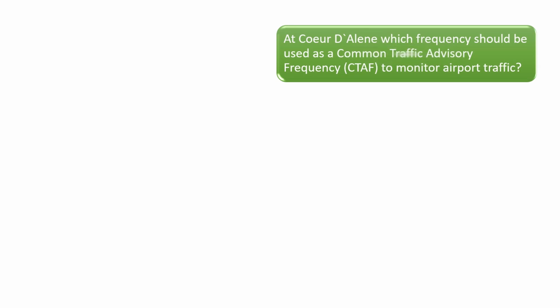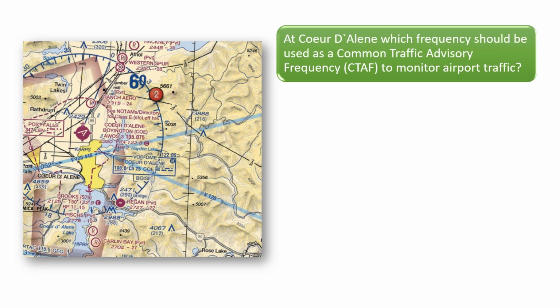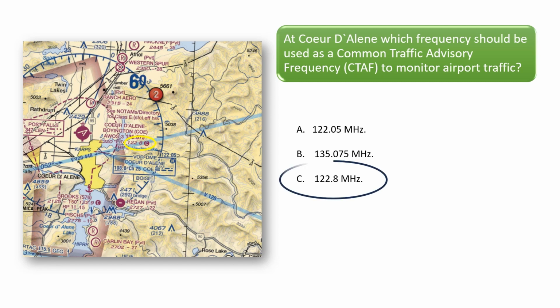Refer to the figure on the left. At Coeur D'Alene Airport, which frequency should be used as a Common Traffic Advisory Frequency, CTAF, to monitor airport traffic? The Common Traffic Advisory Frequency, which is abbreviated CTAF, will be shown next to the shaded letter C as shown in the chart. The Common Traffic Advisory Frequency at Coeur D'Alene Airport is 122.8. 135.075 is the AWOS frequency, which stands for Automated Weather Observing System. The correct answer to question 5 is C.